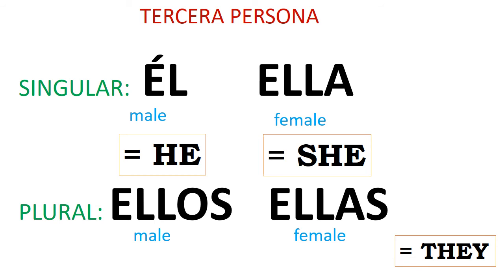Ellos when it's a group of men and women, or just men, and ellas when it's a group only formed by women, okay? Or by feminine, like female things, right? Things we refer to as female, because in Spanish, yeah, things have gender also, but we'll see that in another video.